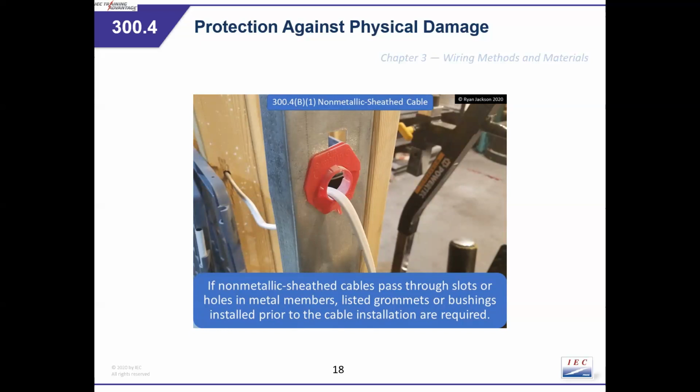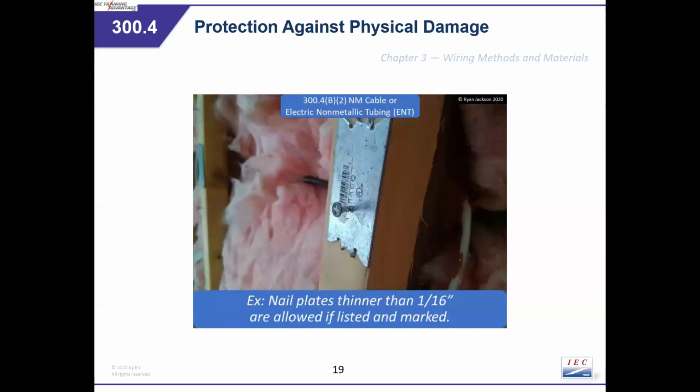Non-metallic sheath cable, NM cable. If NM cable passes through slots or holes in metal members, listed grommets or bushings installed prior to the cable installation are required. Okay, 300.4B1. 300.4B2 with NM cable or ENT, sometimes referred to as Smurf tube.